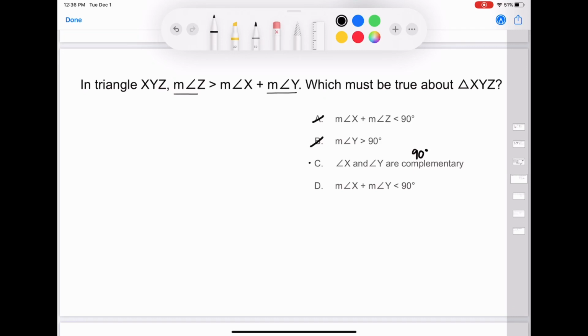And that's reasonable, because in this instance, if the measure of angle Z is greater than 90 degrees, then that doesn't change anything. If the measure of angle X and the measure of angle Y are both less than 90 degrees, then the measure of angle Z must in fact be greater than 90 degrees. So D is our most logical answer choice.